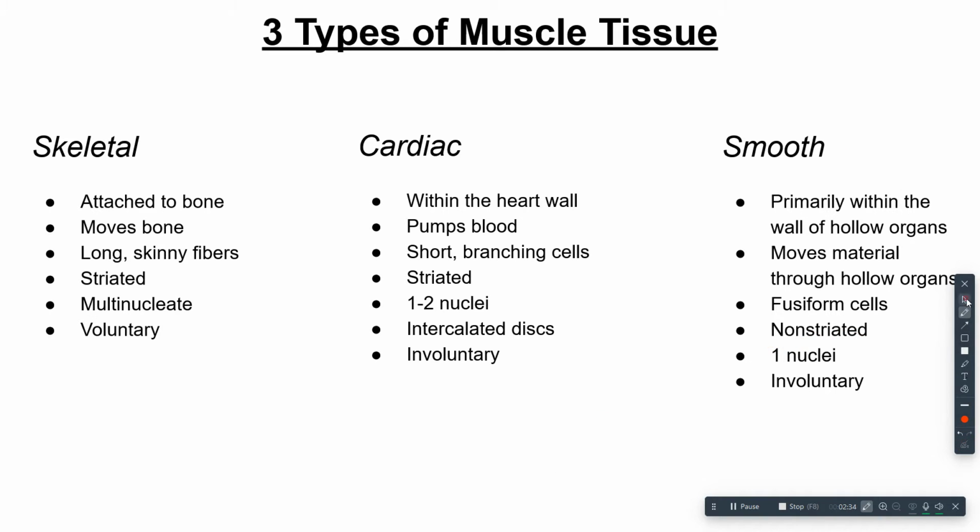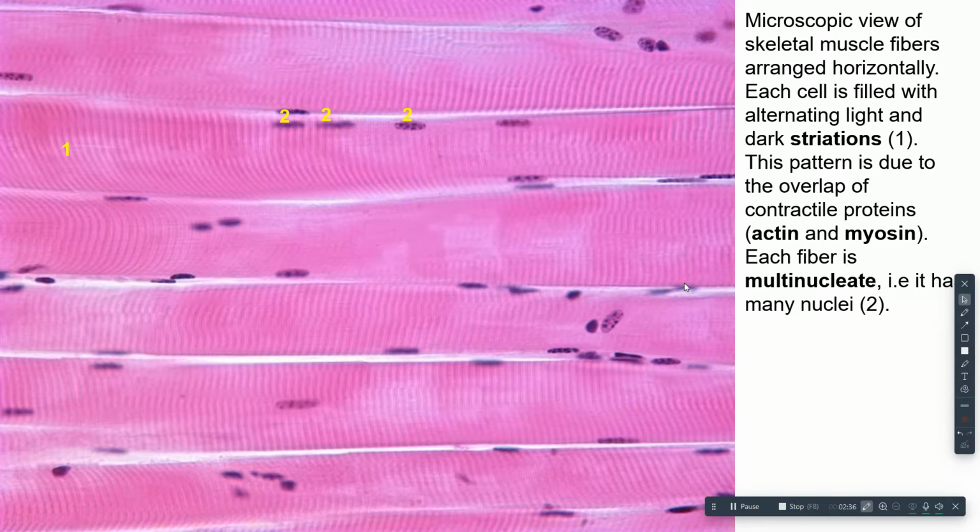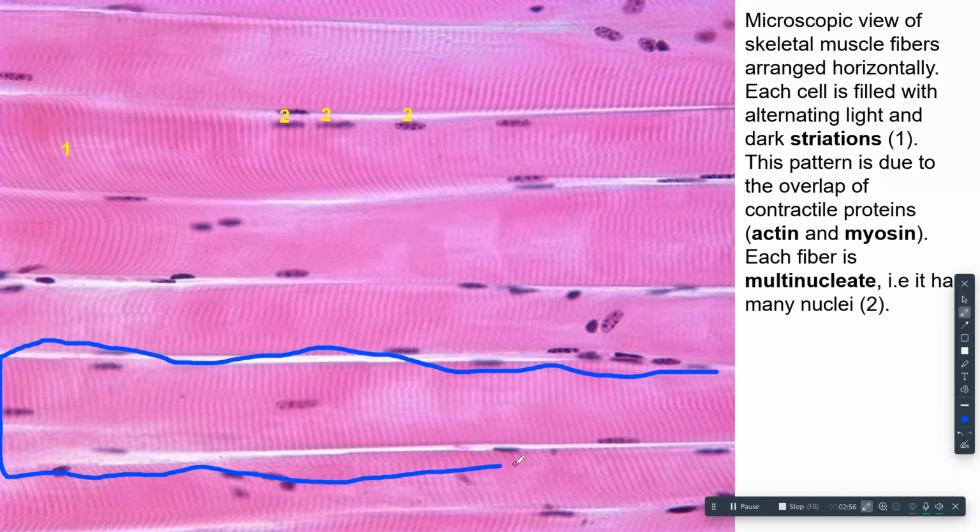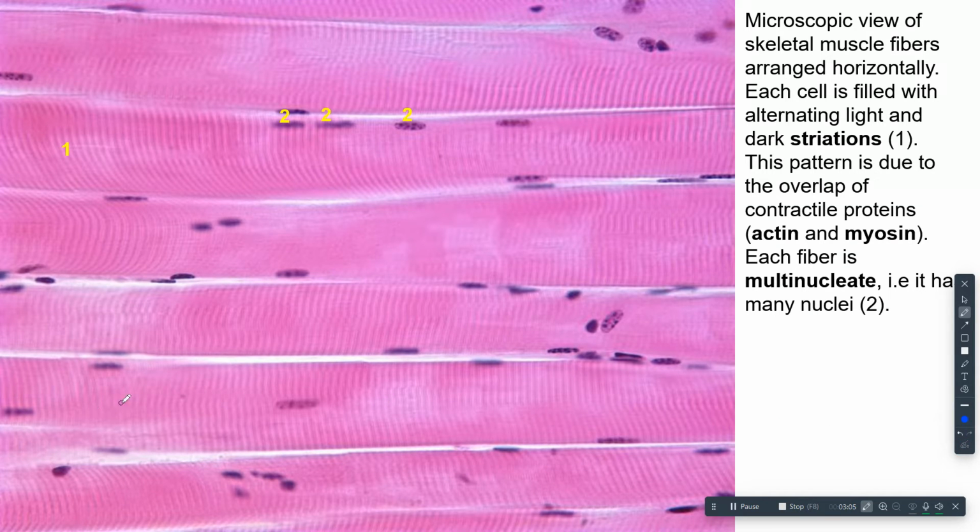Let's actually go ahead and take a look at all three, starting with skeletal muscle. And I've got about, let's see, 1, 2, 3, 6, 8-ish skeletal muscle fibers going horizontally here. Let's see, let's use blue. So this is one skeletal muscle fiber right here. It's actually much longer than this. It's been cut on this side and on this side as well. So this is one skeletal muscle fiber here.